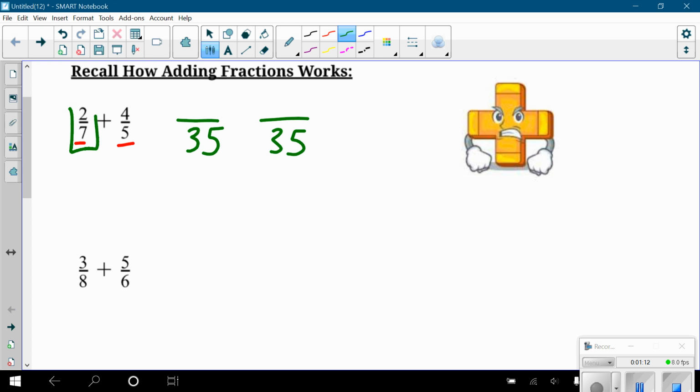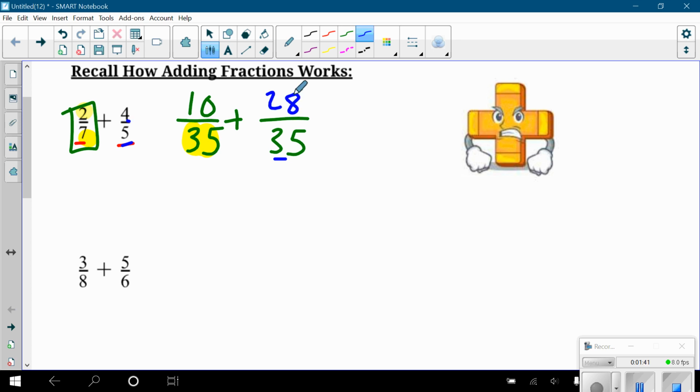Then you look at your first fraction and say, what did I multiply 7 by to get 35? I multiplied 7 by 5 to get 35. So what am I going to multiply 2 by? Well, I'm also going to multiply it by 5. The reason you do that is because 2 sevenths is equivalent to 10 thirty-fifths. Same thing over here. What did you multiply 5 by to get 35? You multiplied it by 7, so you multiply 4 by 7 and you get 28.